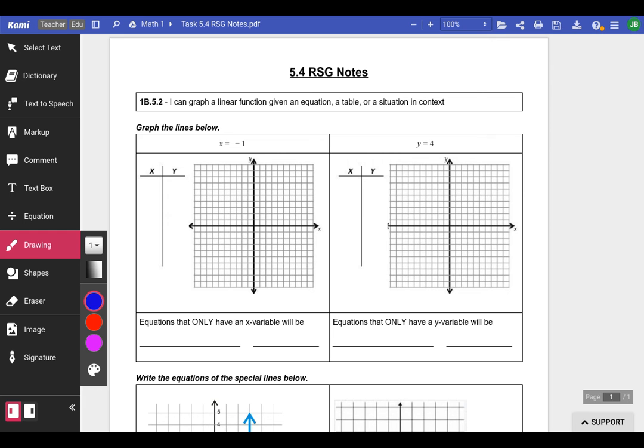And the good news is this is a really quick section. So in this section, we're still going to be graphing linear equations, so graphing lines, but these equations are going to look a little bit different.